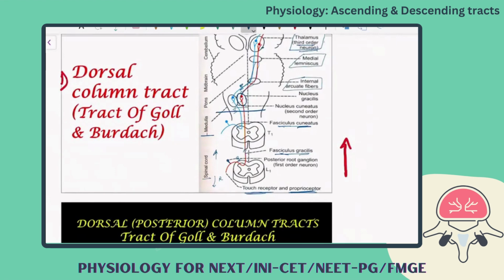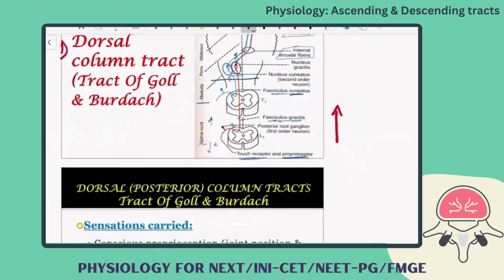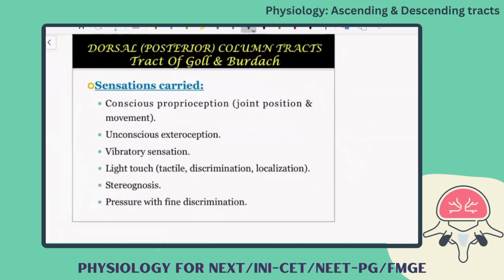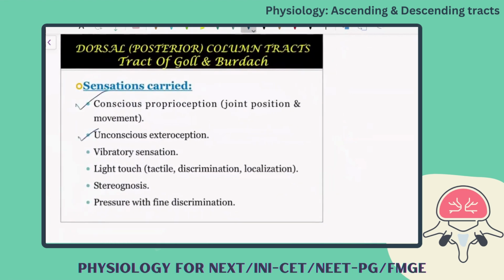Because of the crossing of fibers in the level of pons and medulla. Okay, and the sensations it carries are mainly conscious proprioception, the joint position, unconscious exteroception, and vibratory sensations. If you are keeping your mobile in your pocket in vibratory mode and you are able to sense the mobile is vibrating, how? Because of this dorsal column pathway, you are able to identify the vibratory sensation. And light touch, tactile sensation, 2-point discrimination, localization, everything. And stereognosis, and also pressure with fine discrimination.